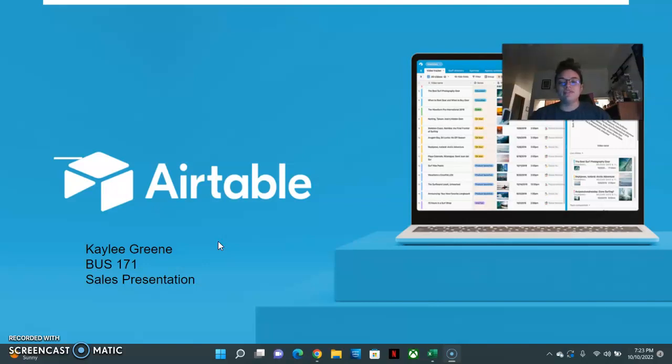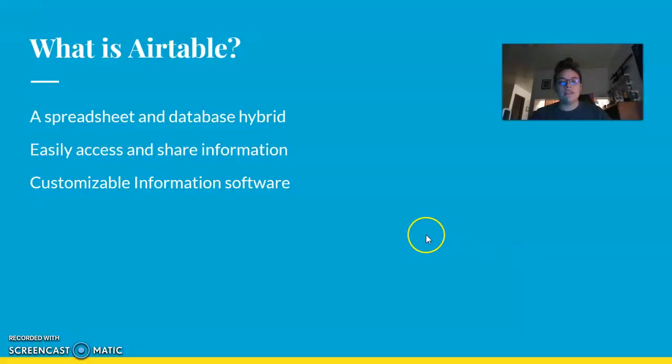Airtable is a computer software program that allows you to save all of your information in one place online. So what is Airtable? Airtable is a spreadsheet and database hybrid. It allows you to keep all of your information centralized and in one place. You can easily access and share information across multiple users. Each person can create their own free account, and it's all customizable.